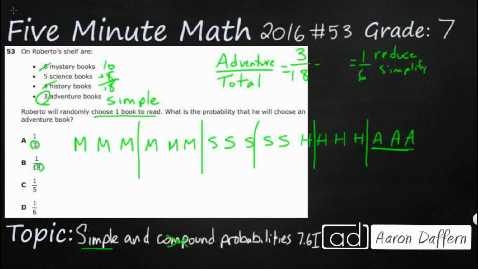Some of you probably just use the algorithm here. You divide it by 3 over 3. But either way, your answer is not going to be A, B, or C. Those are red herrings that we're not going to chase. The answer here is D, 1/6.